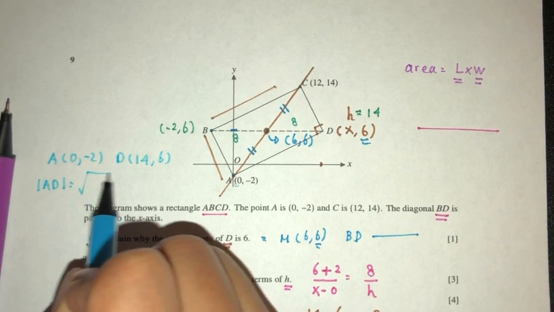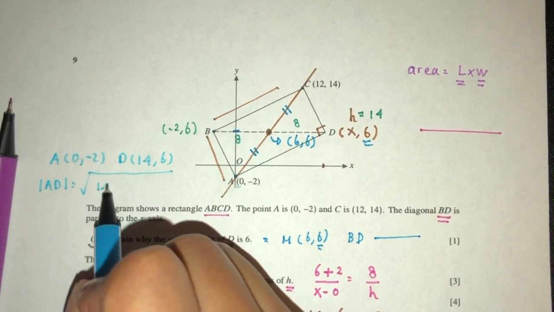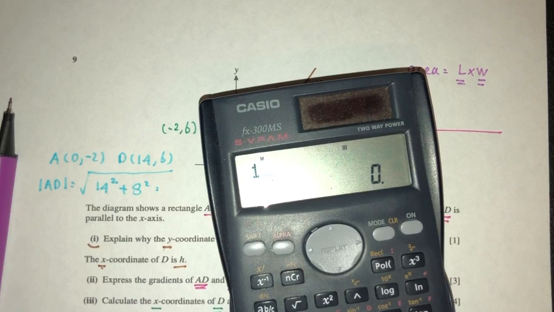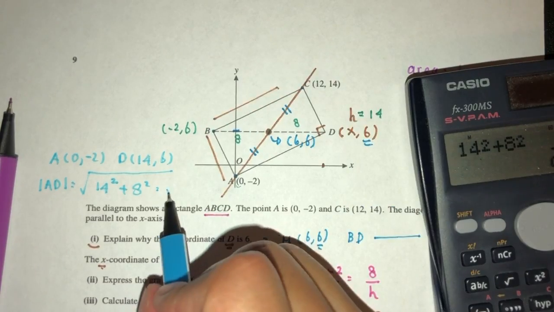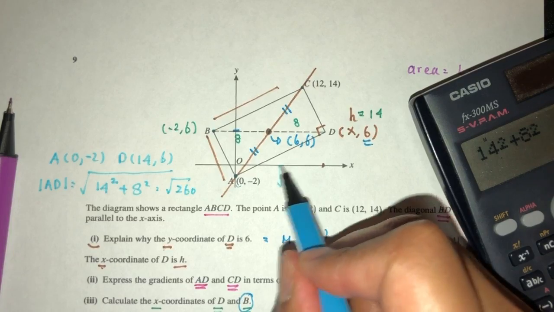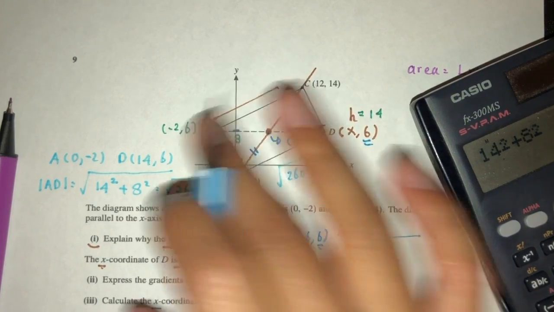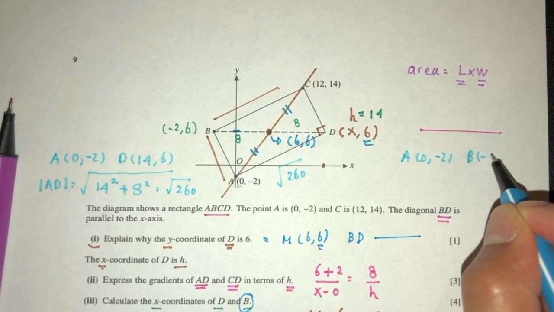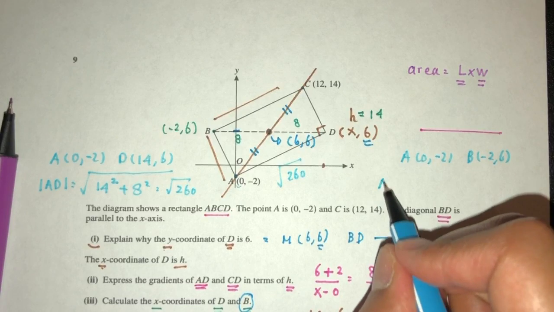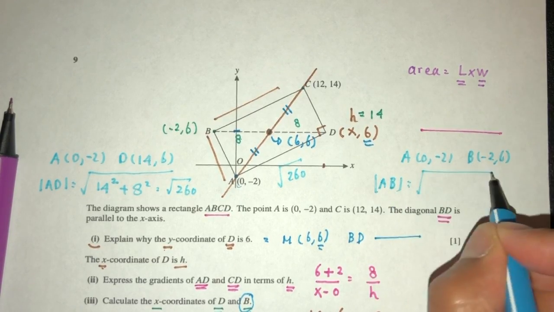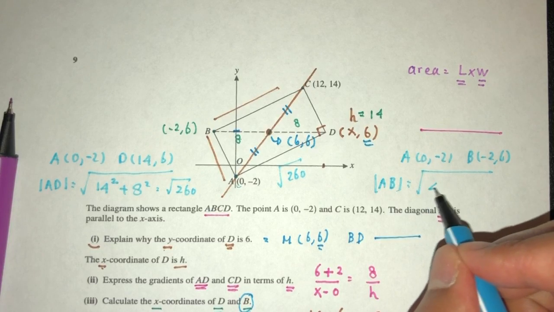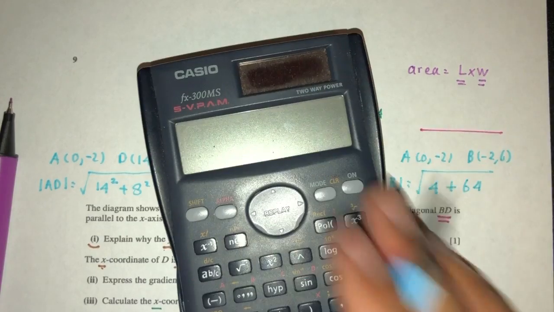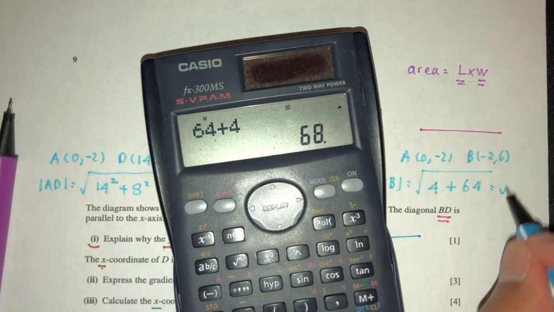We use our formula, which is this minus this will be 14 and then square. This minus this will be 8 and then square. That should be 14 squared plus 8 squared, which is root of 260. So this is root of 260. Now for this one, same thing. We have the value of A, which is 0, minus 2, and B was minus 2, 6. So again, length of AB, that will be root of this minus this, minus 2 squared, that should be 4, plus this minus this will be 8, then squared will be 64. 64 plus 4 will be root of 68.